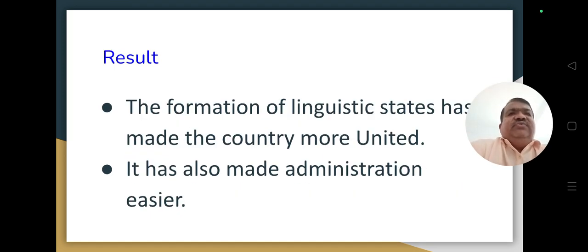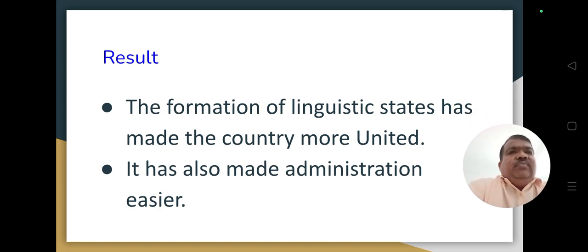As a result, the formation of linguistic states has made the country more united, and it has also made administration easier.